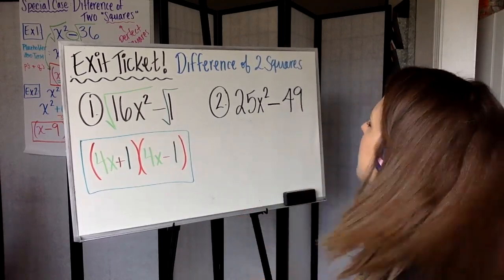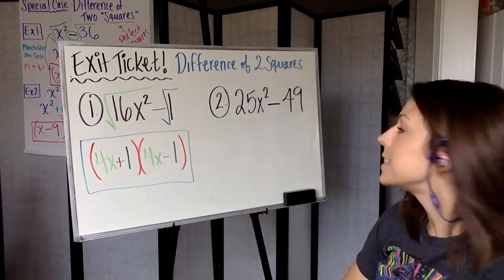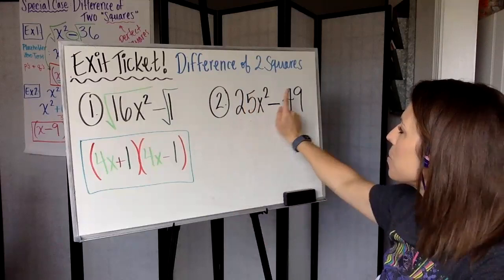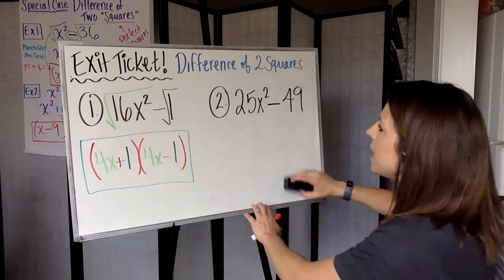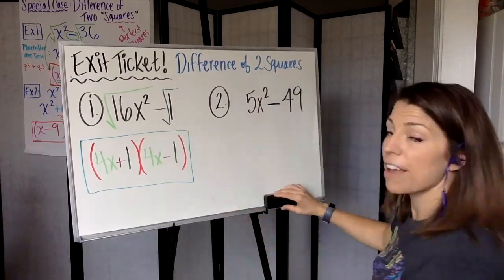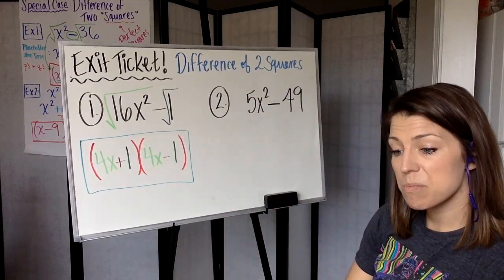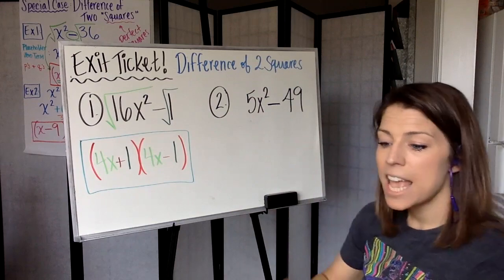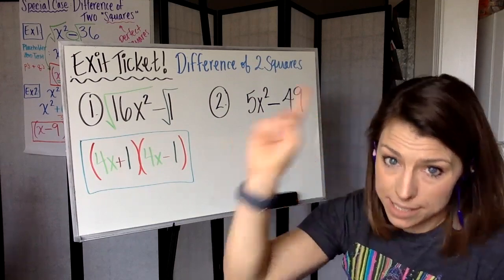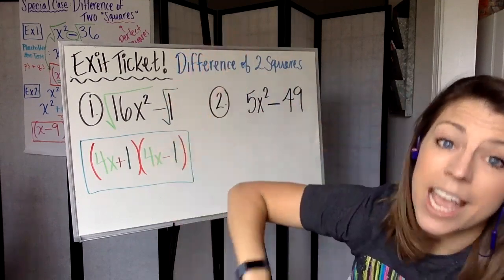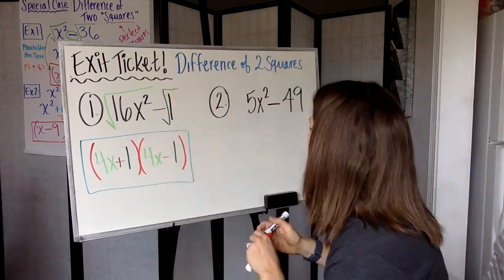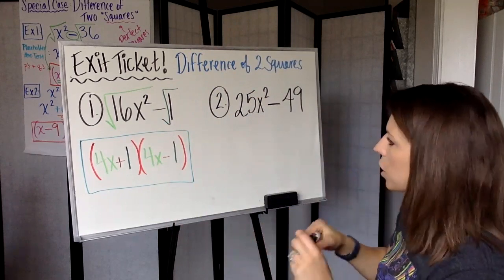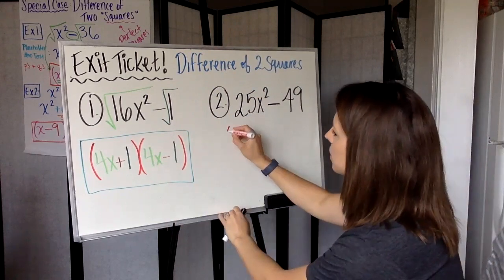Okay. Now, is it a difference? Yes. Does it have 2 terms? Yes. Are both terms perfect squares? Because if this wasn't a perfect square, like if that was 5x, is 5 a perfect square? So could I use difference of 2 squares? It must satisfy all 3. It must be a difference. It must have 2 terms. Both terms must be squared. Let's make that a 25 again. All right, check, check, check. We know we can use difference of two squares.